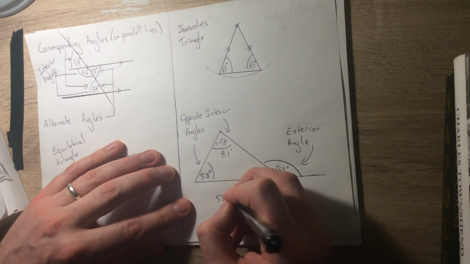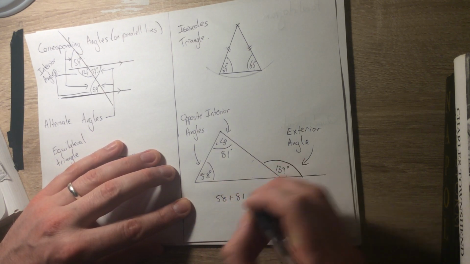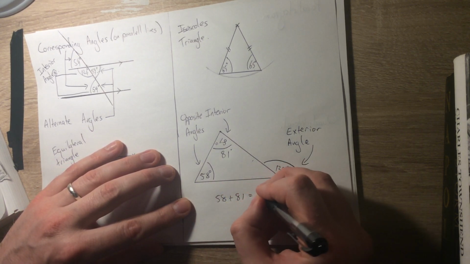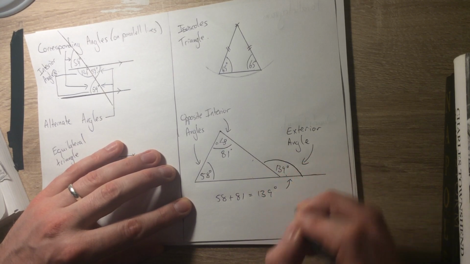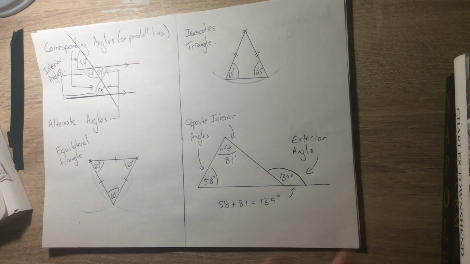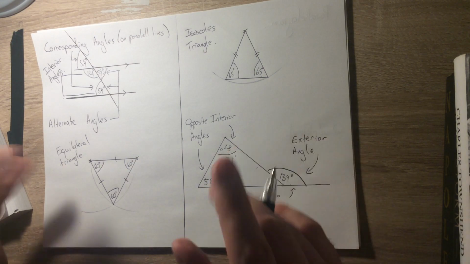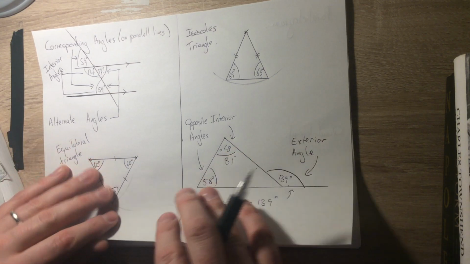So 58 plus 81, if you add them together, you're going to get 139 degrees. No surprises there. By the way, if your answers are coming out right except for 1 degree, it's probably because you're measuring wrong, or maybe you haven't drawn them very well.